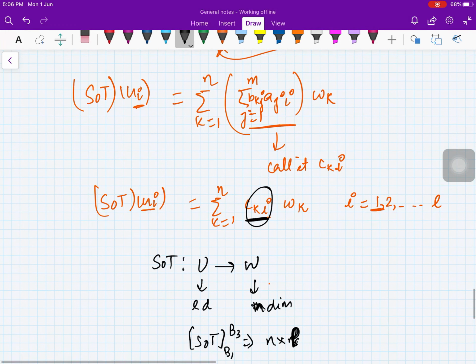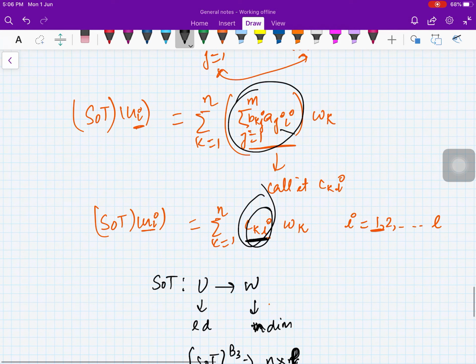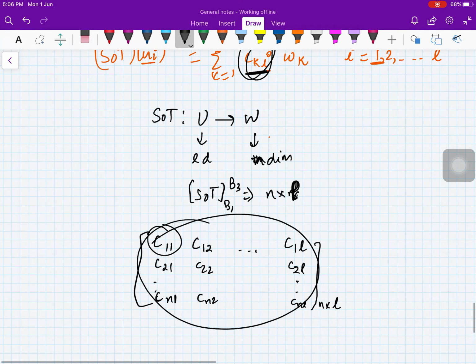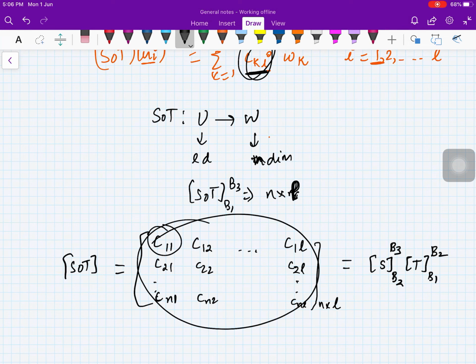Now if you look at CKI, that is this sum, can you see what this is? This is nothing but matrix multiplication: first B and then A. So this is the S matrix into the T matrix, fine. These are the entries of the product of matrices S and T, where T is with respect to bases B1 and B2, and S is with respect to bases B2 and B3. So this is the matrix of S composed with T with respect to the basis B1 of the domain and B3 of the range.